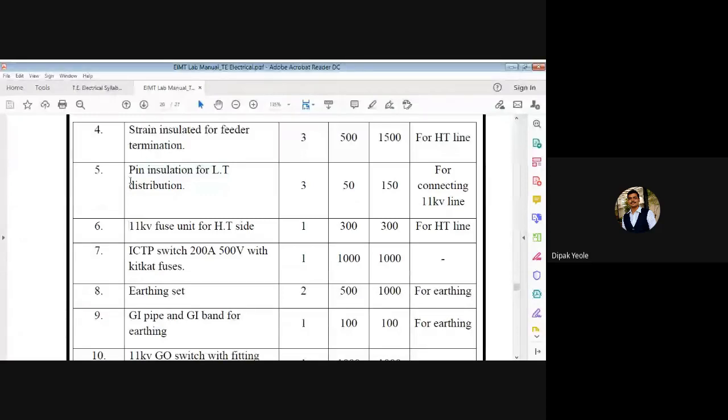Yes. Now the next point is pin insulator. So we require the three quantity. Rate is 50 and it is 150 total. Then 11 kilovolt fuse unit for HT side. So the amount is 300 and the total rate is 300. It is for HT line. Yes, and this is our important switch. So might be you have heard this word before, ICTP switch.